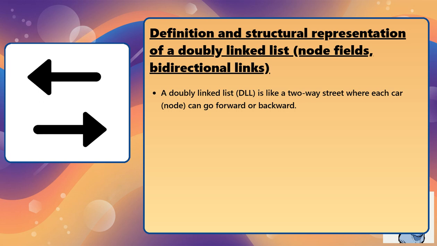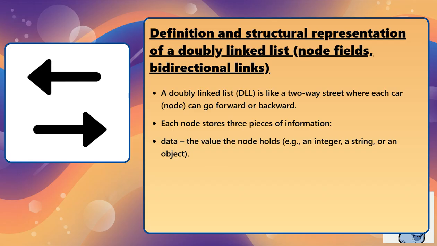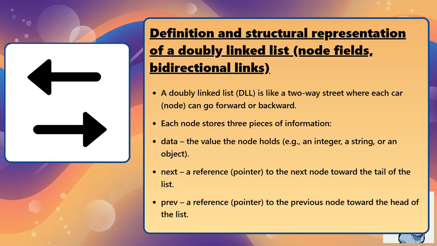A doubly linked list (DLL) is like a two-way street where each car, or node, can go forward or backward. Each node stores three pieces of information. Data: the value the node holds, for example an integer, a string, or an object. Next: a reference pointer to the next node toward the tail of the list. Prev: a reference pointer to the previous node toward the head of the list.